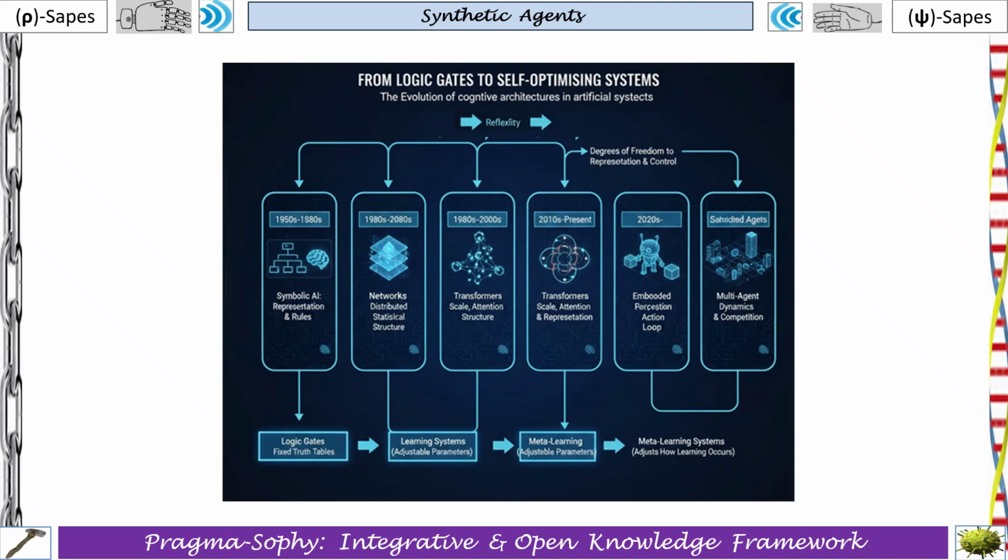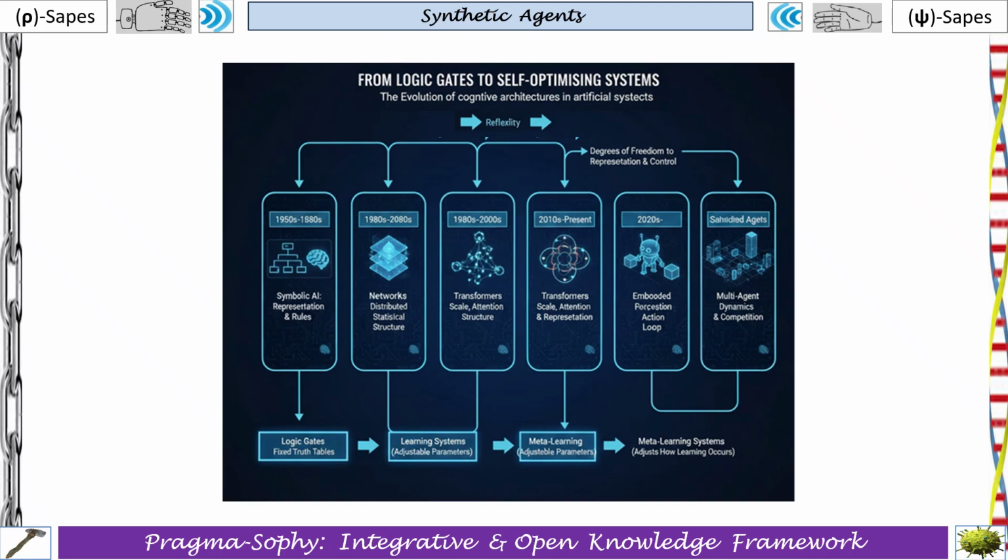The evolution of cognition in artifacts proceeds through identifiable paradigms. Logic gates implement fixed truth tables. Programmable machines rearrange them. Learning systems adjust parameters. Meta-learning systems modify how learning itself occurs. Reflexivity thus increases at each stage.